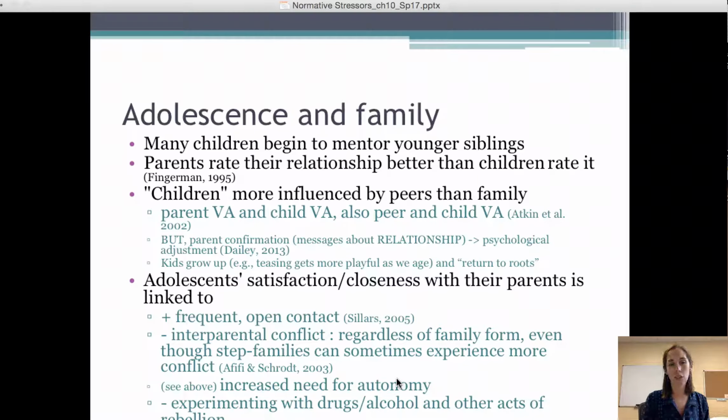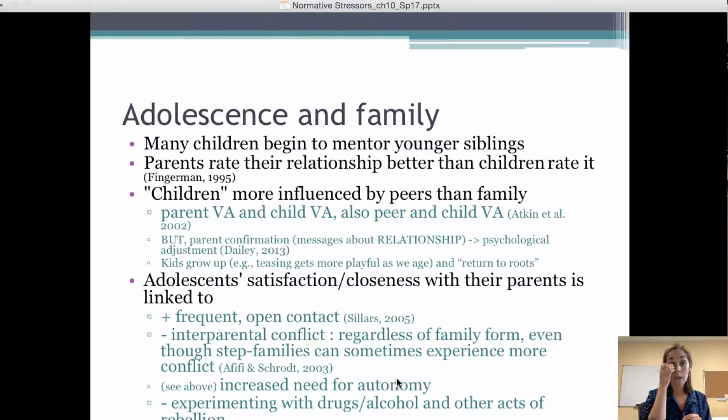Adolescent satisfaction and closeness with their parents is linked to how frequently and how openly they communicate with their parents. So, communicating. We've talked about that throughout the semester. But we see that in adolescence, a time when both parties might be leery to talk to each other as much, if you can keep that contact going, you can interact with each other a lot, then your adolescents are going to be more satisfied.